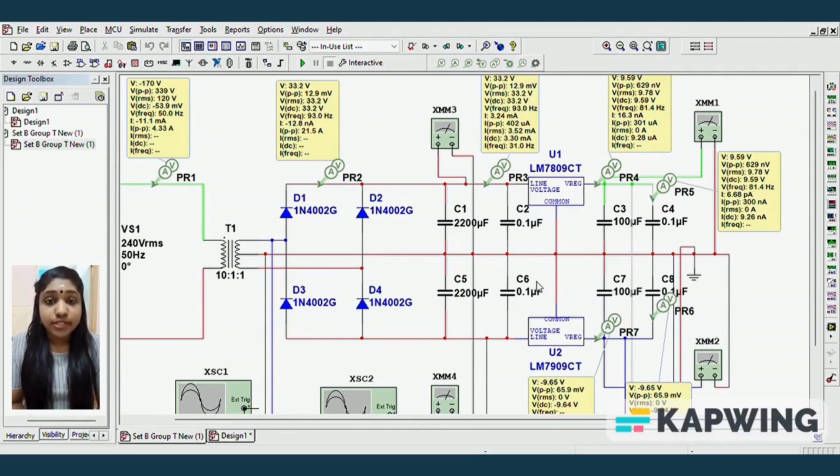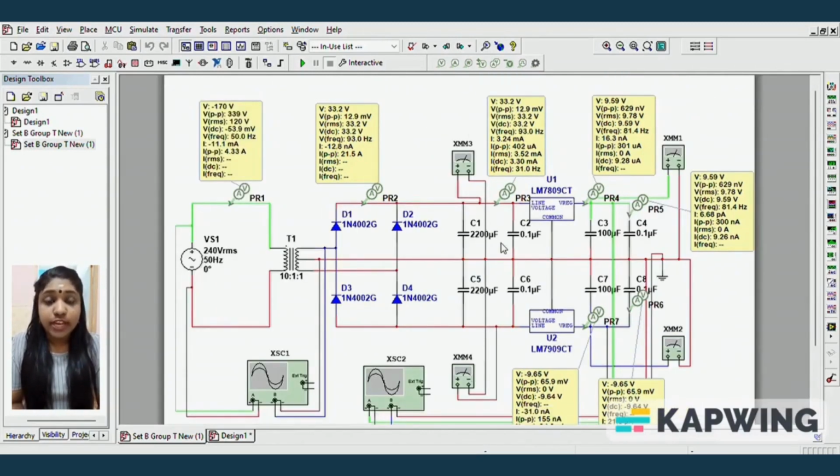The next two multimeters are connected to measure both the positive and negative voltage values of the two IC regulators, which are LM7809CT and LM7909CT. The positive probe of multimeter 3 and multimeter 4 is connected near the C1 and C5 respectively. Then, the negative probe of both multimeters is connected to the middle wire as it is the negative side.